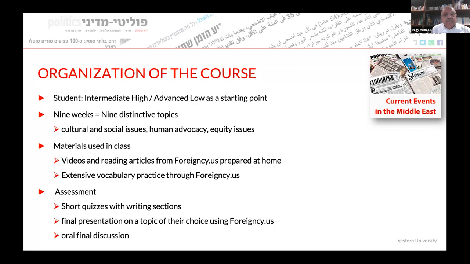The initial use of vocab was done by the students at home, but when we are in class, it is me who has to extend and expand the use of vocab in a warm-up of 10 to 15 minutes and then move on to the discussion of the article. Students needed to be prepared. In assessment, I used short quizzes, I used writing reflections, I asked for developing of videos.